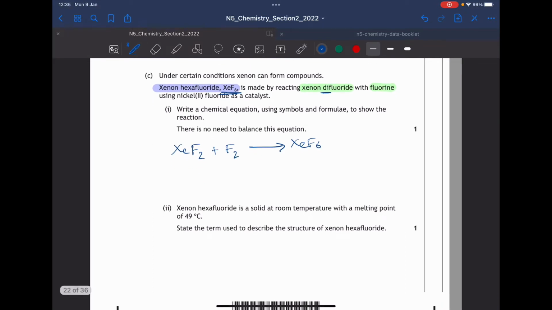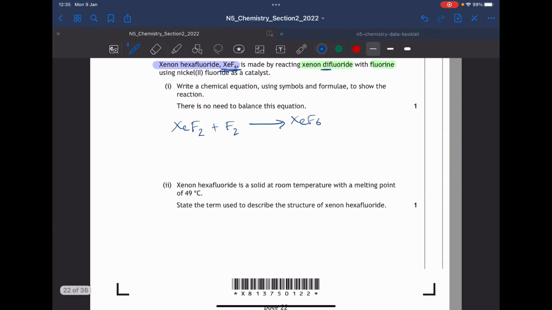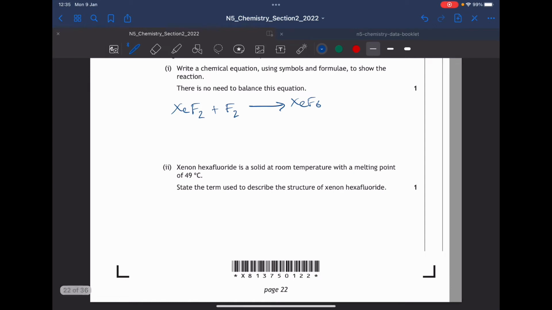So part 2, xenon hexafluoride is a solid at room temperature with a melting point of 49 degrees. State the term used to describe the structure of xenon hexafluoride. So if something is a solid at room temperature, but it has a very low melting point, by very low I mean like below 1000, then it would potentially be a metal or a covalent molecule. Ionic substances and covalent networks generally have melting points above 1,000. So we're looking for basically what types of elements are in it. That'll tell us what the bonding is.